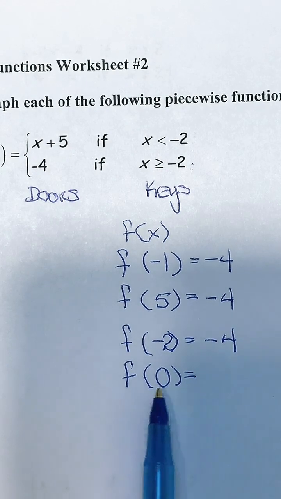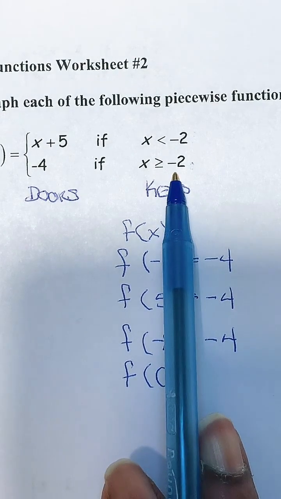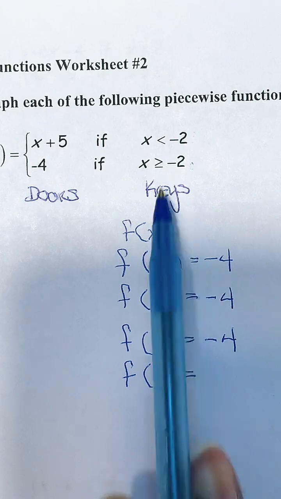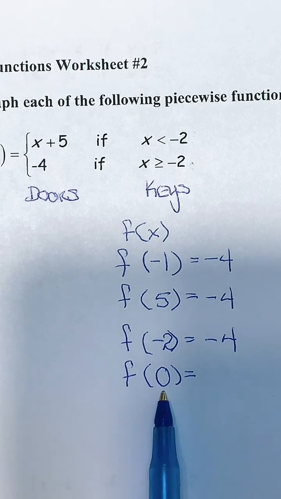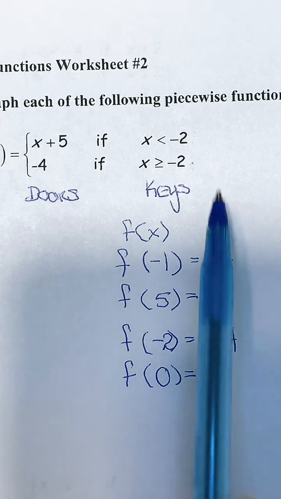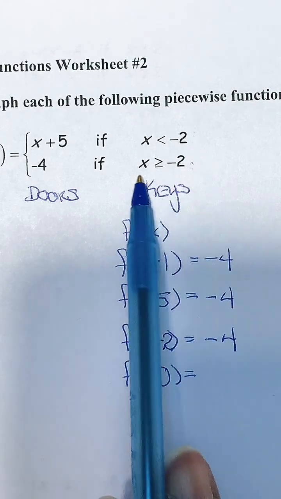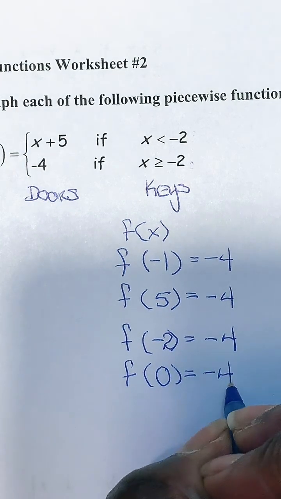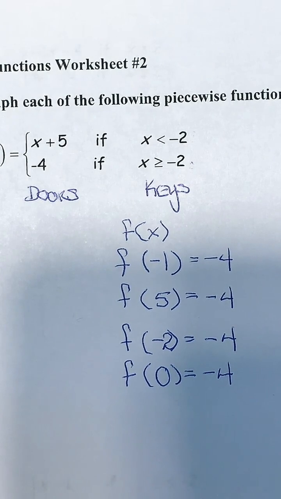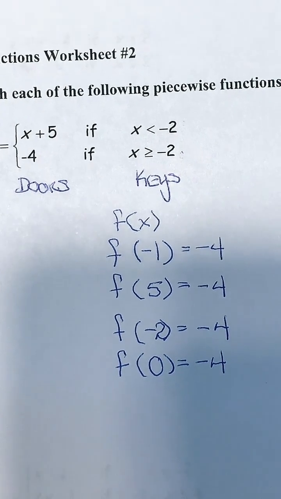Okay. So 0 is bigger than -2. Can 0 be a function of g of x or of x? It can be, because it all depends on the situation. So since 0 is larger than -2, it is going to be that second line.